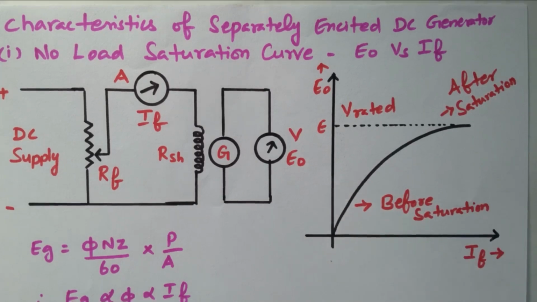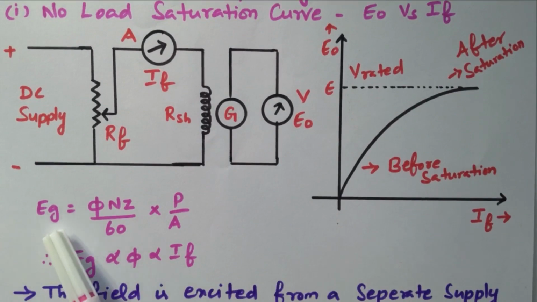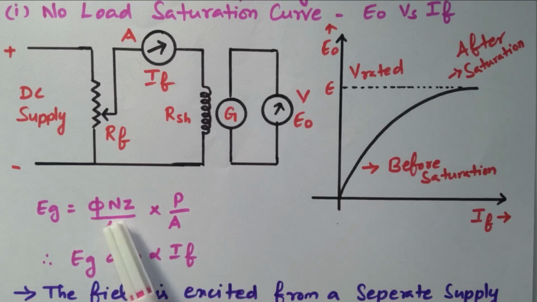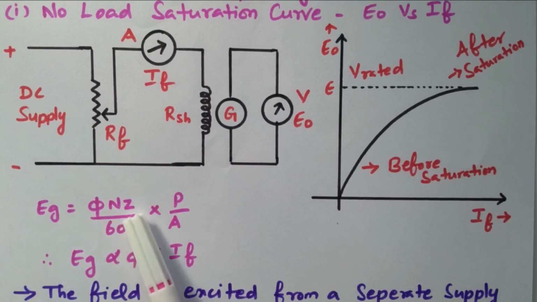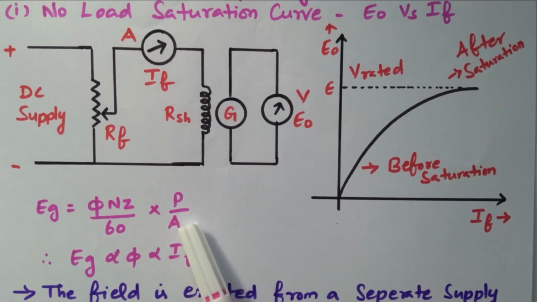Now we'll see how it increases. What is the relation between this field current and no load EMF? So Eg equals phi n Z divided by 60 into P by A. It's a general formula for induced EMF in a generator. Phi is nothing but flux, Z the number of conductors, n the speed of the generator divided by 60, P the number of poles and A the number of parallel paths. So in this, Eg is directly proportional to phi, which is directly proportional to IF.